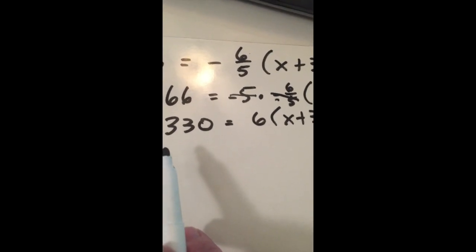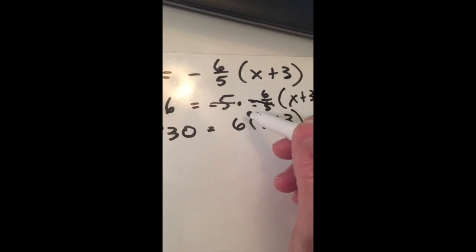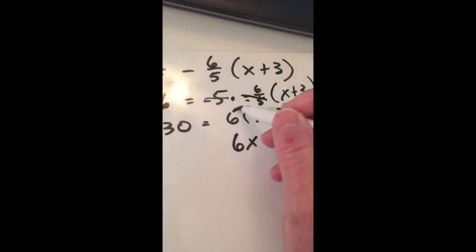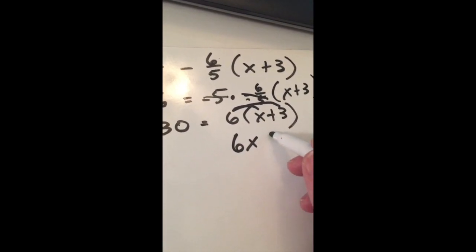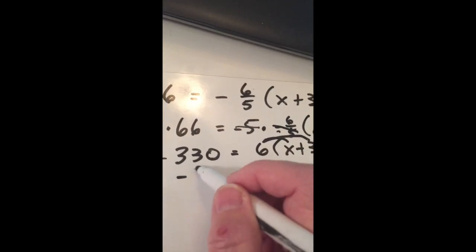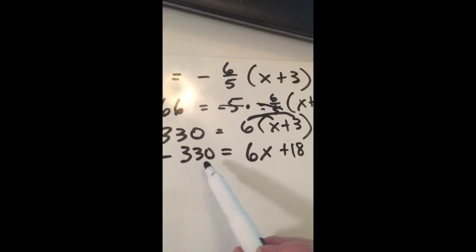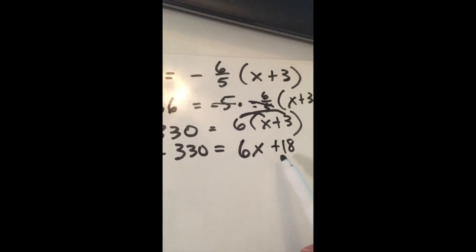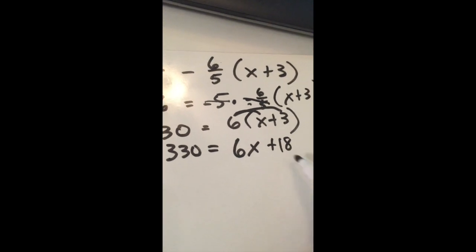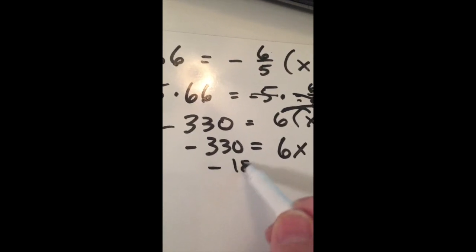Okay, so now we have negative 330 equals 6 times x plus 3. We're going to distribute the 6. 6 times x is 6x. 6 times positive 3 is positive 18. We're going to bring down the rest of the equation. Okay, so now we have negative 330 equals 6x plus 18. Okay, we have a two-step equation now. So we're going to undo addition and subtraction. So we're going to subtract 18 from both sides.